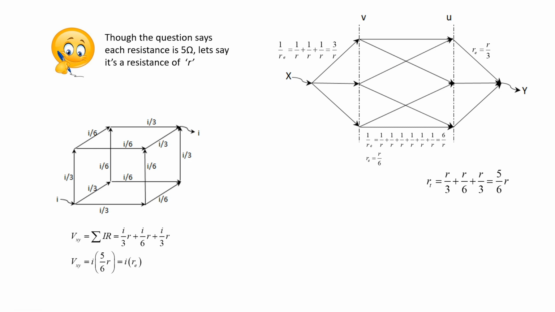So that being said, what is the total resistance? The total resistance is the sum of these three in series, which is R over 3 plus R over 6 plus R over 3, which is 5 over 6 times R. So whether you do it in a classical way or an intuitive way, you would get the same answer. So by this we are able to confirm that our answer is accurate.